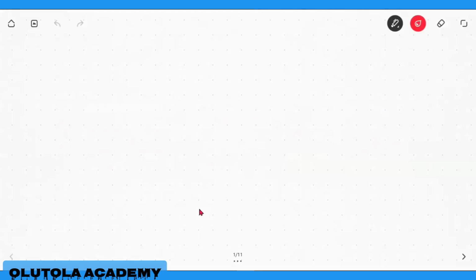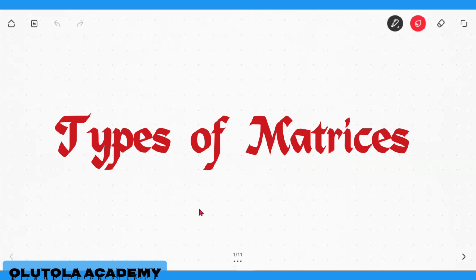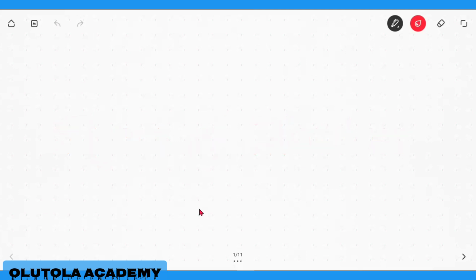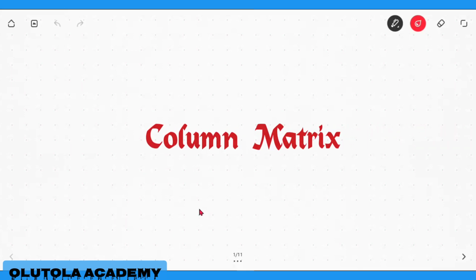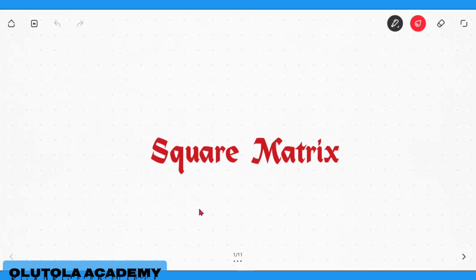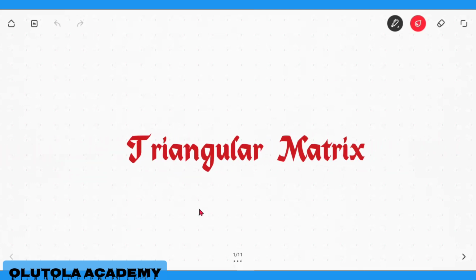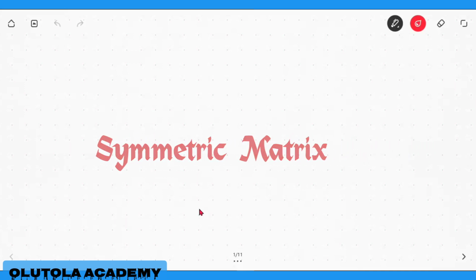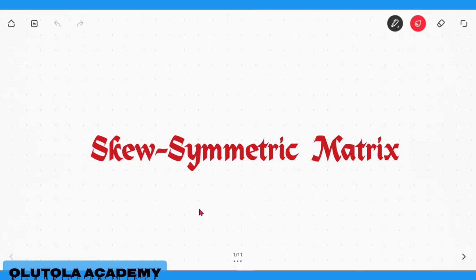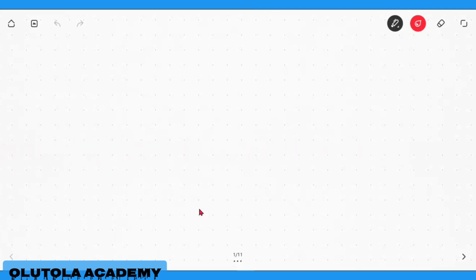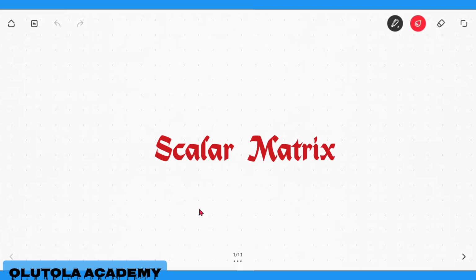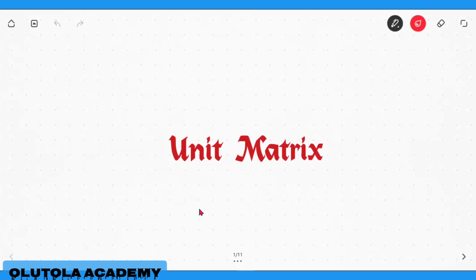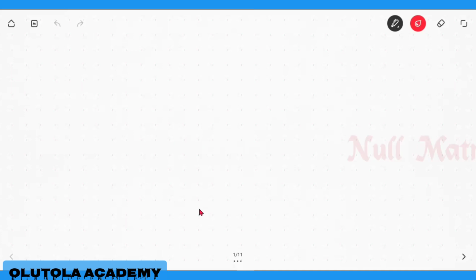In this lesson I'll be working on types of matrices. I'll be showing you 9 types of matrices. The first is the row matrix, the second is the column matrix, the third the square matrix, the fourth will be the triangular matrix, the fifth will be the symmetric matrix, then the sixth will be the skew-symmetric matrix, seventh will be the scalar matrix, eighth will be the unit matrix, and the last will be the null matrix.